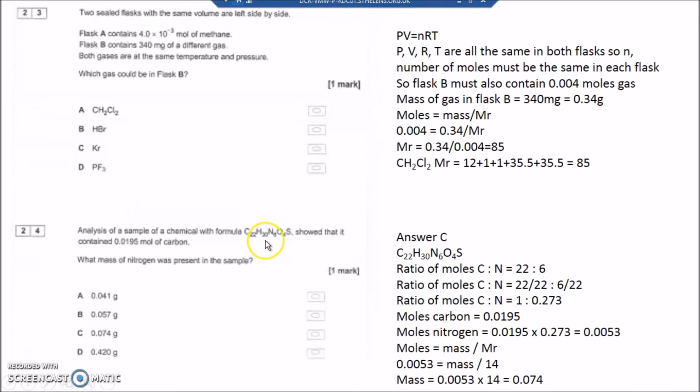Now then, I've got the number of moles of nitrogen in there. What's it asking me? What mass? Well, I know moles is mass divided by Mr. Moles, I've got 0.0053. Mr of nitrogen I know is 14 from the periodic table. 0.0053 is mass divided by 14, so the mass is 0.0053 times 14, 0.074. So my answer is C.